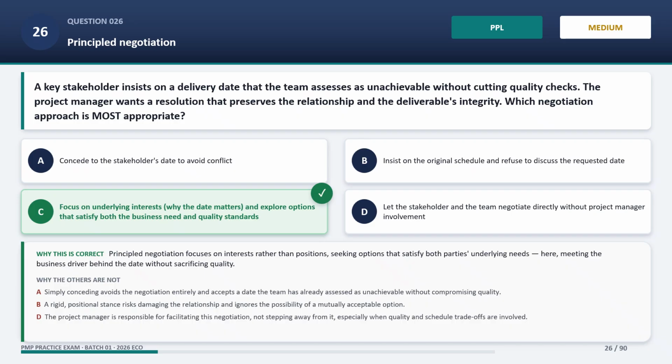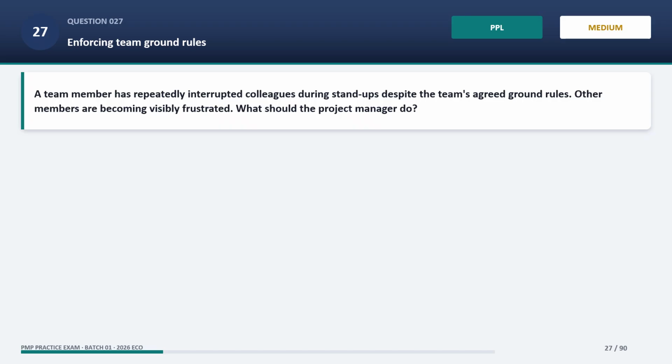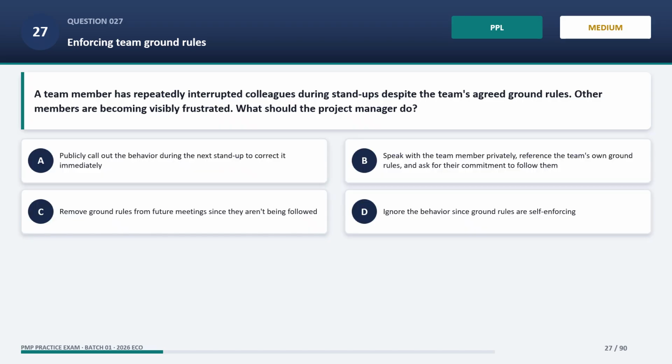Let the stakeholder and the team negotiate directly without project manager involvement is incorrect. The project manager is responsible for facilitating this negotiation, not stepping away from it, especially when quality and schedule trade-offs are involved. Question 27. A team member has repeatedly interrupted colleagues during stand-ups despite the team's agreed ground rules. Other members are becoming visibly frustrated. What should the project manager do?